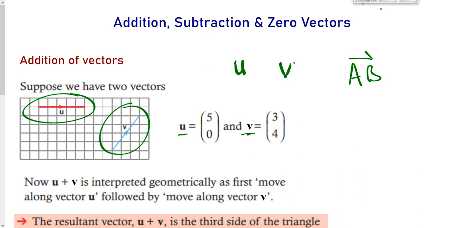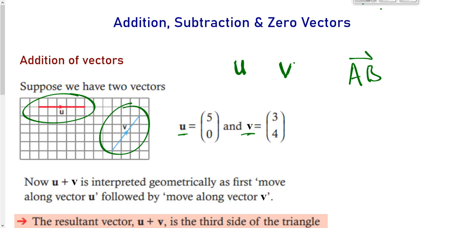So we have these two vectors. Obviously, this is vector u. This is our x component. You can see here it's 5 in length. And our y component, there is no y component in this particular vector. And this one here, 3 and 4.